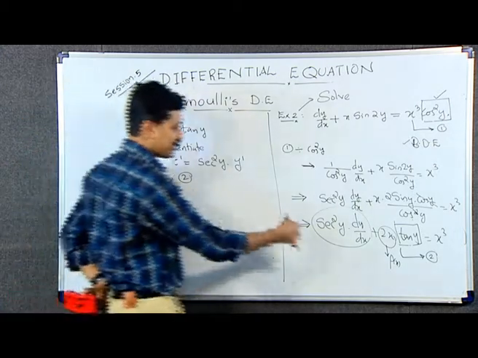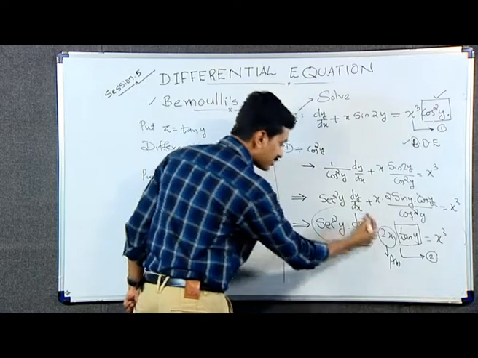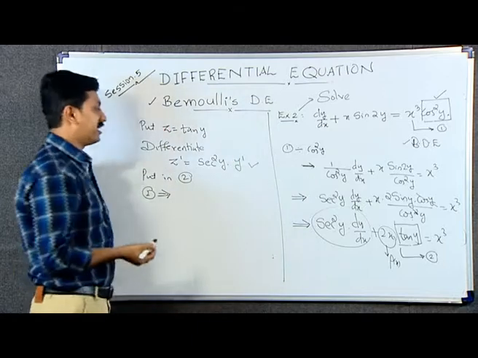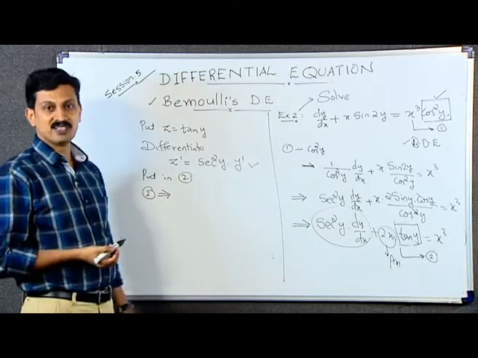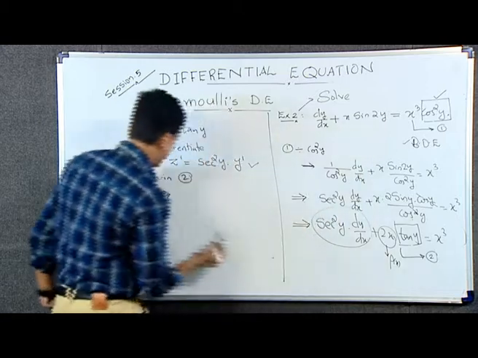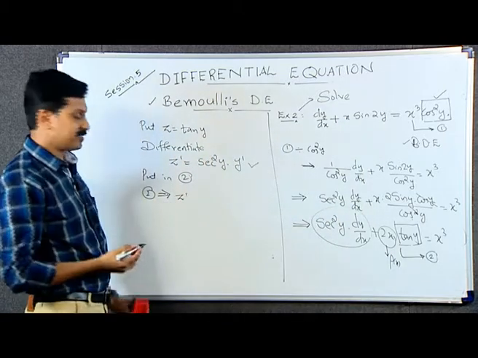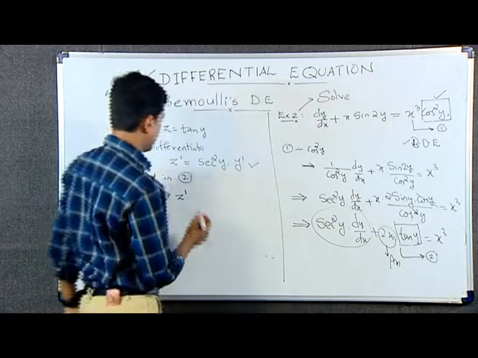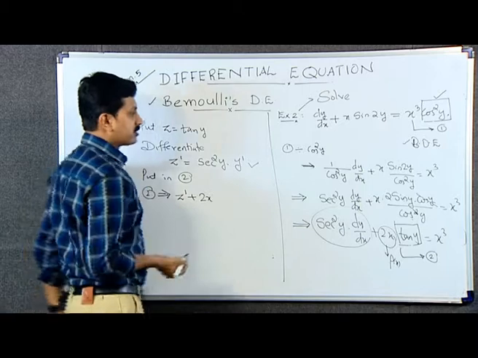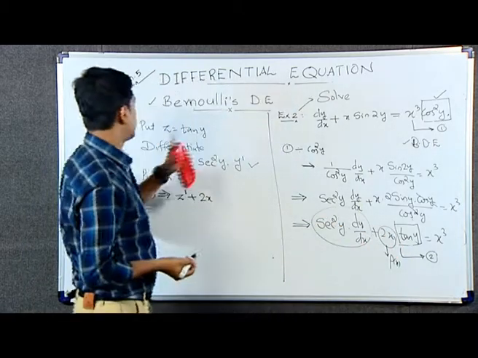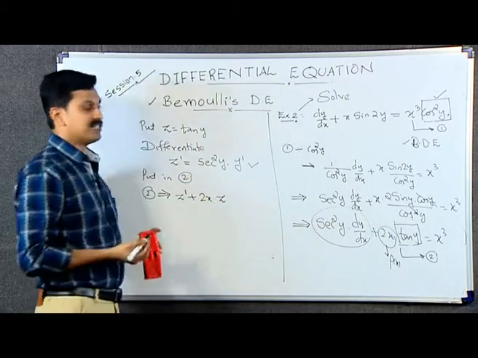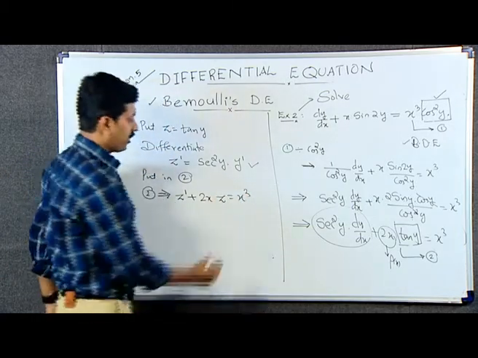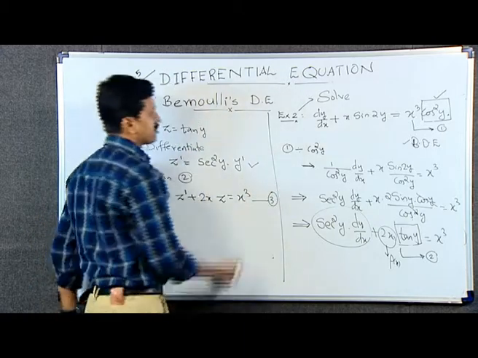How can we change equation 2? Our equation 2 is sec square y into dy by dx. We found that sec square y into y dash is equal to z dash. Therefore we replace it by z dash, plus 2x into, instead of tan y, we substituted z. So we write this as z dash plus 2x z is equal to x cube. I am taking this as equation 3.